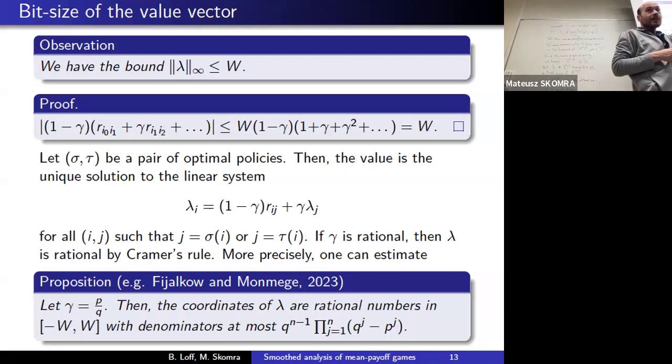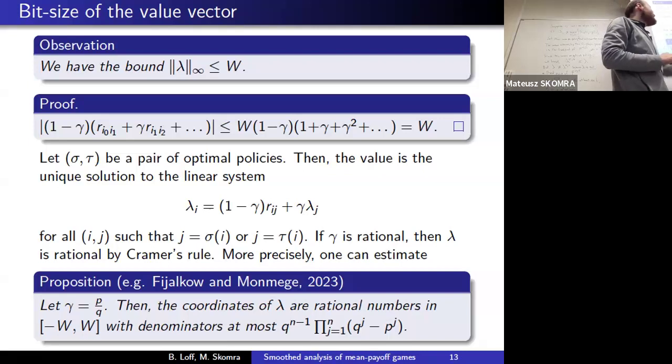For each node, I have one equation like this. But this is a linear system. If you fix gamma, this is a linear system. Since this is a linear system with a unique solution, and payoffs are integers, if I assume that gamma is rational, then the solution is also rational because it's a solution of a linear system. You can compute it by Cramer's rule or Gaussian elimination or whatever, and you will get a rational number at the end. So the value not only exists, it is a rational vector. Very nice.